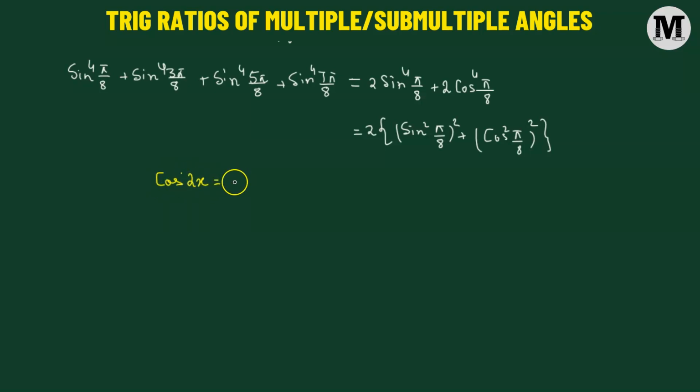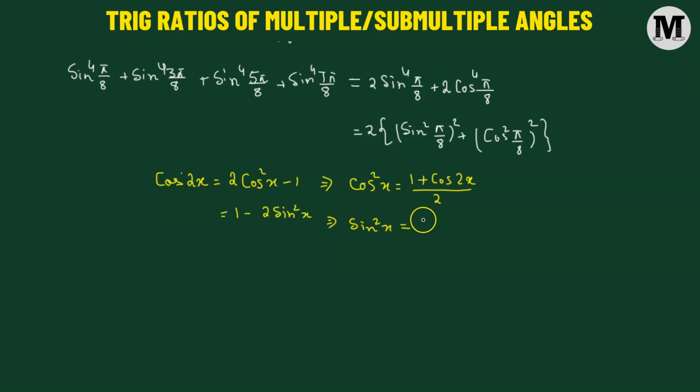Now cosine of 2x has got 2 forms. One of the forms is 2 times cosine squared x minus 1. And the other form is 1 minus 2 times sine squared x. So if we consider the first form, then here we can isolate cosine squared x to get 1 plus cosine of 2x the whole divided by 2. And from the second form, if we isolate sine squared x, we are going to get 1 minus cosine of 2x whole divided by 2.